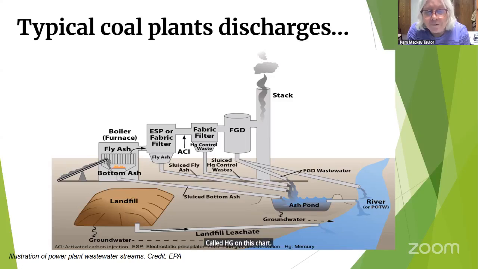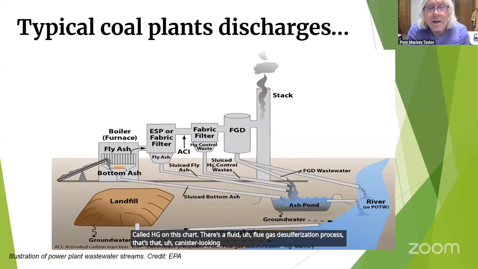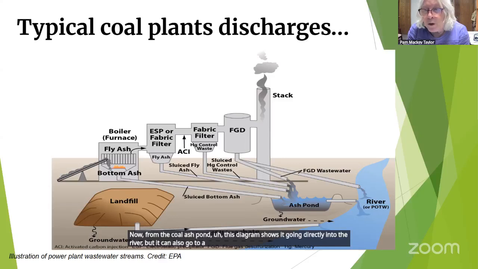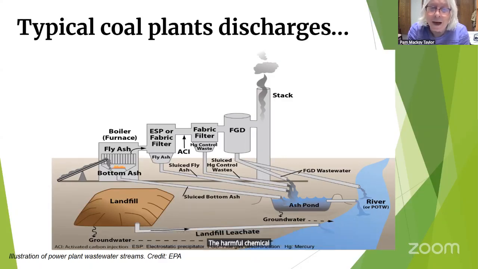And then there's a flue gas desulfurization process. That's that canister looking item in the chain. And that pulls out the sulfur dioxide. And then all of those things that are pulled out are put into the coal ash pond. Now, from the coal ash pond, this diagram shows it going directly into the river, but it could also go to a sewage treatment plant or some kind of processing plant to remove the harmful chemicals out of the coal ash.